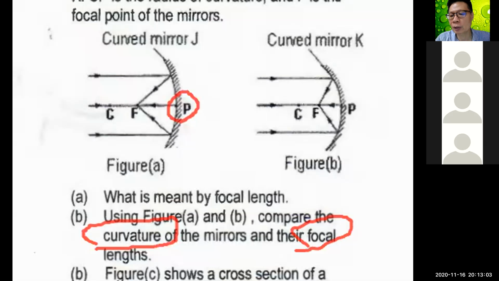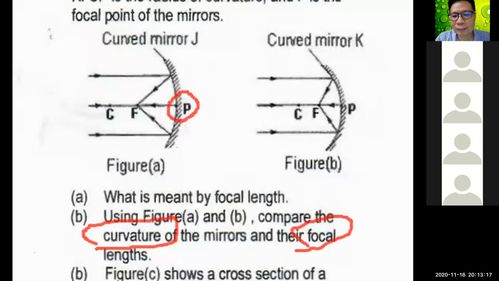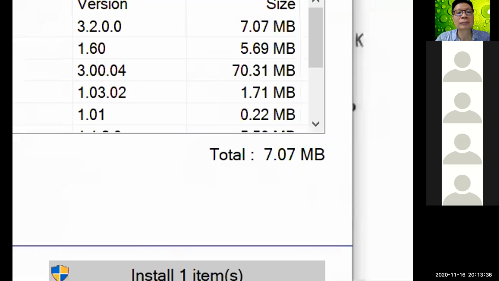Shani, can you continue? The more the mirror curves, the focal length... Yeah, correct. But you say it like this: the more the mirror curves, the shorter the focal length, okay? The shorter the focal length.